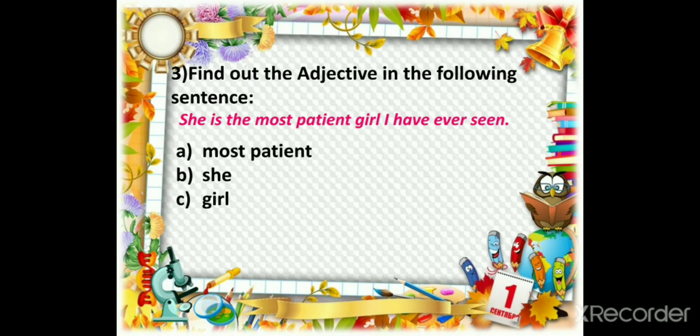Find out the adjective in the following sentence. She is the most patient girl I have ever seen. Most patient, she or girl? Which is the correct answer? Yes, my dear children, A. Most patient is the correct answer.